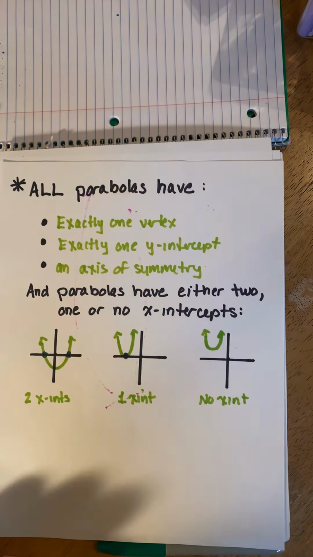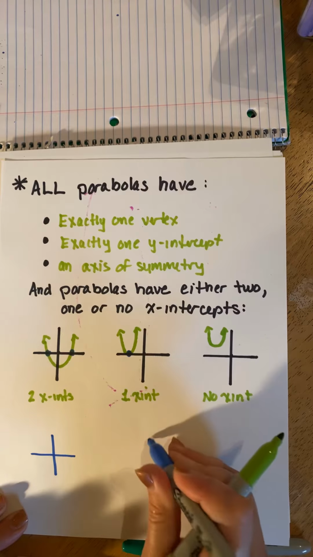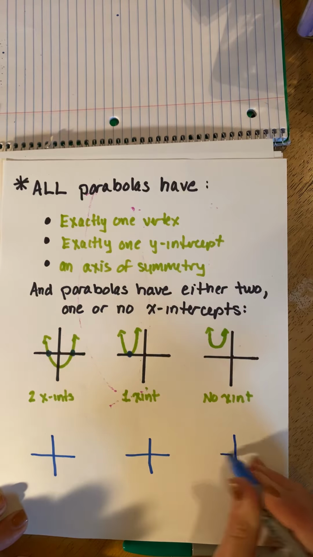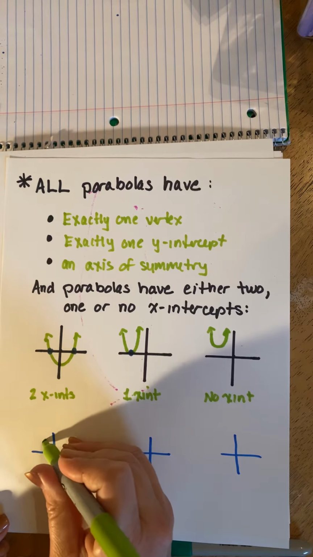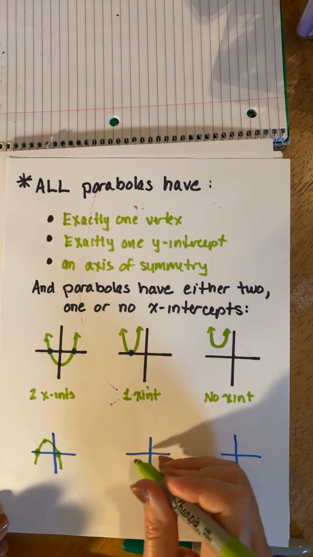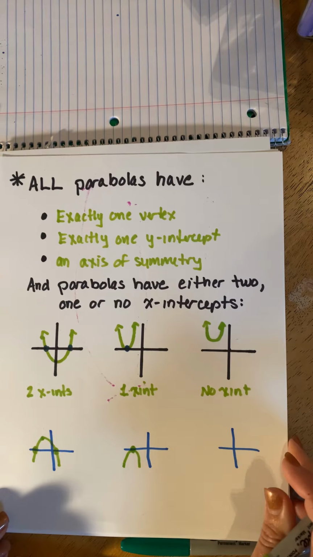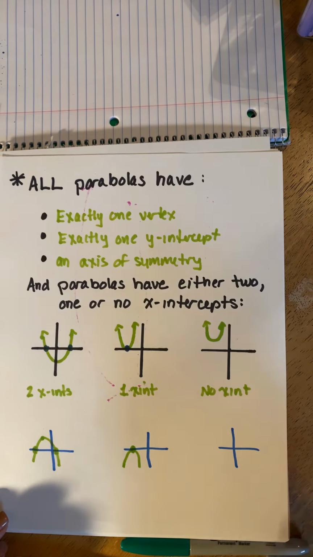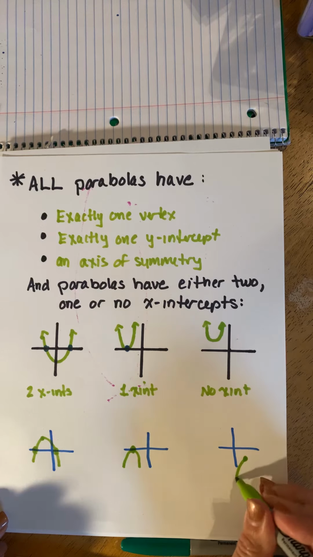We could flip these over, see how this scenario would play out if we had upside down parabolas. If we had an upside down parabola and the vertex fell above the x-axis, that would be our 2 x-intercept case. If it was an upside down parabola and the vertex just sat on the x-axis, that's also the 1 intercept case. And then no x-intercepts, when we would have a vertex below the x-axis and it opens down.